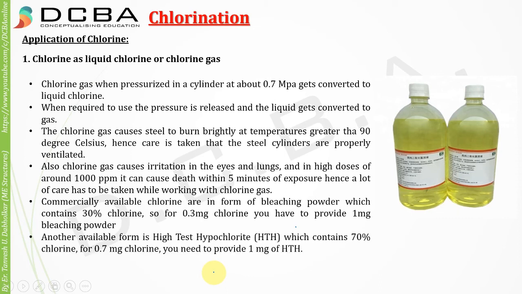Another available form is high test hypochlorite, HTH, which contains 70% chlorine. For 0.7 milligram chlorine, you need to provide 1 milligram of HTH. So again, the math is very same. It has 70% and bleaching powder has 30%.